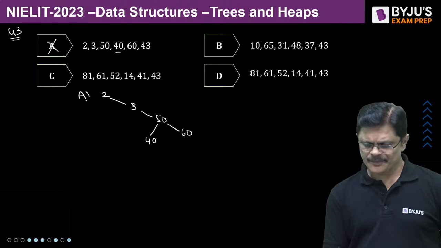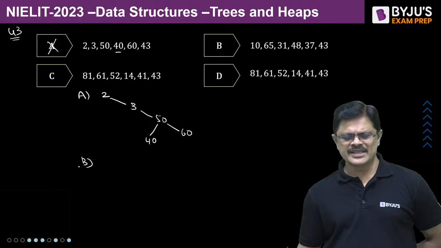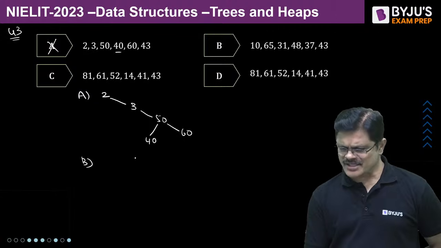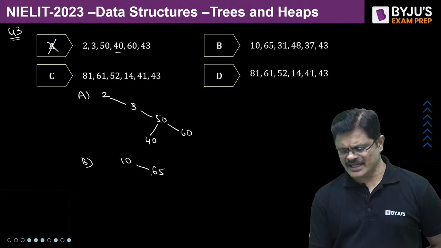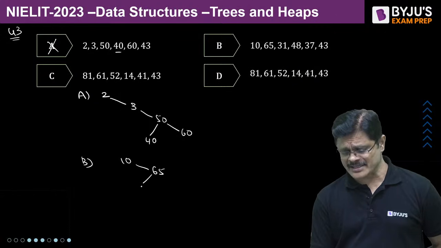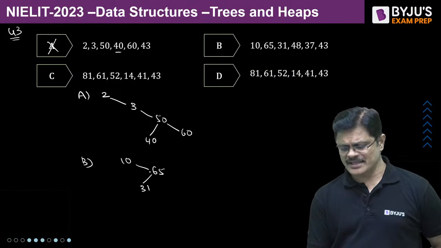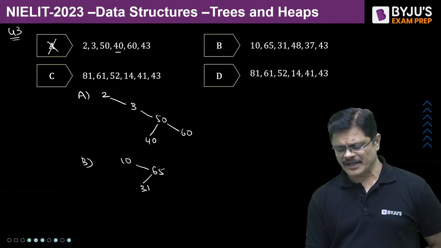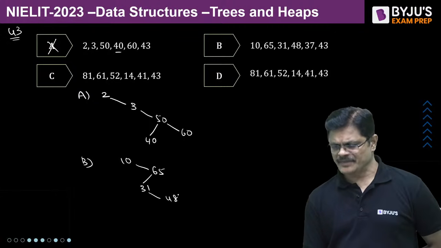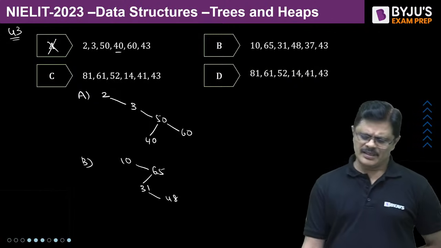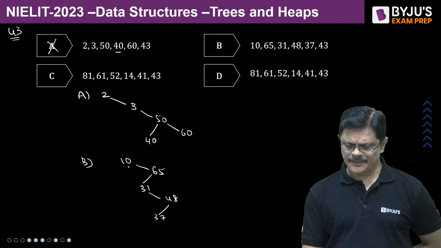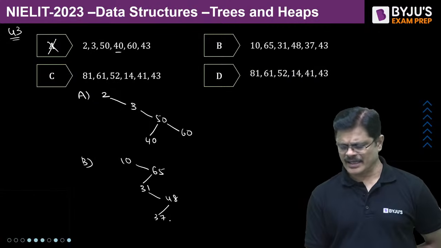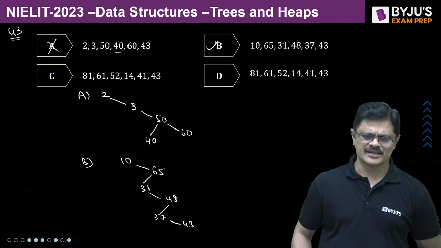Next, option B. Next, B: 10, 65 greater than this, then 31 is greater than 10 and less than 65, then 48 is greater than 10, less than 65, greater than 31, then 37 is greater, less, greater, less, then 43 greater, less, greater, less, and greater. It is possible. B is the correct answer.